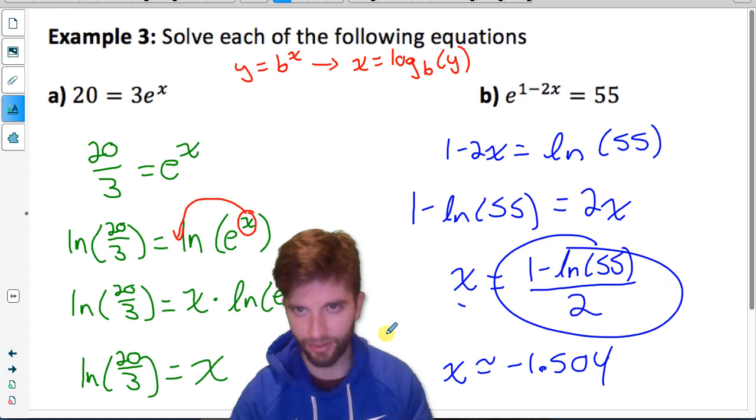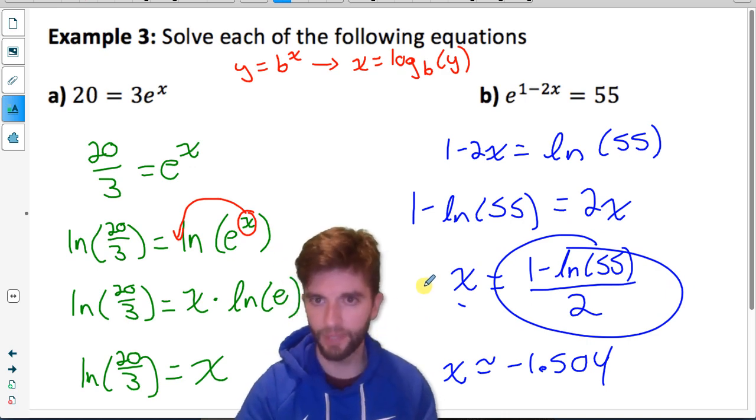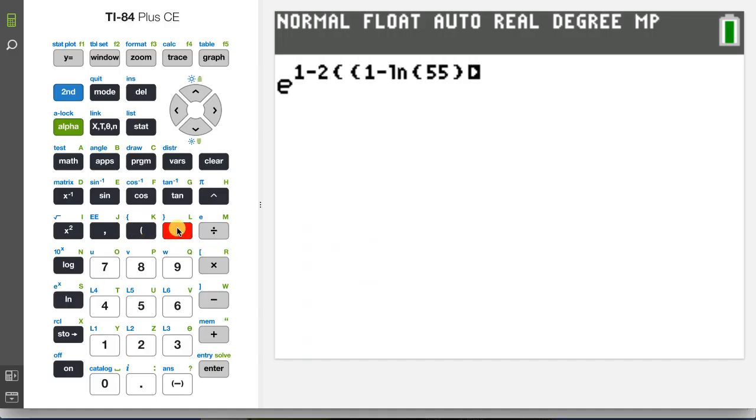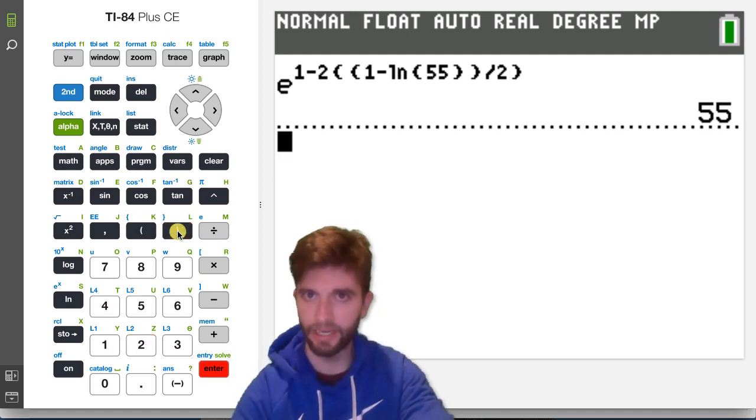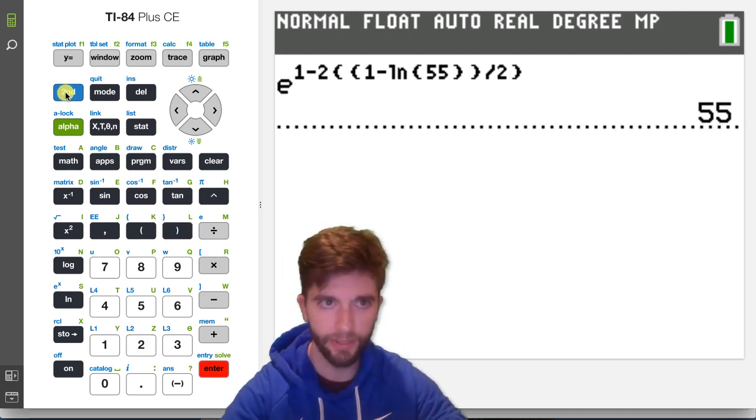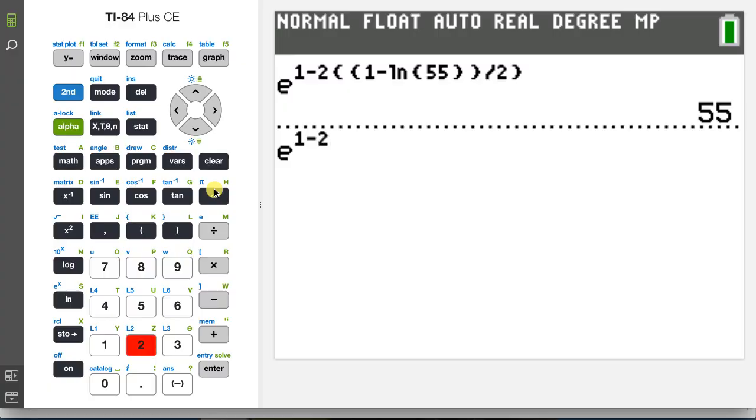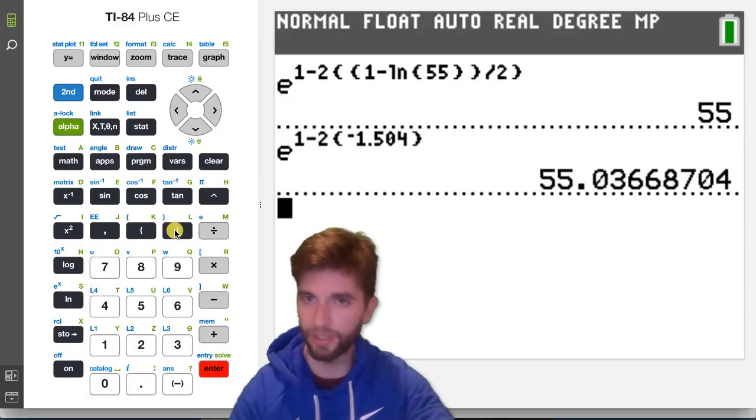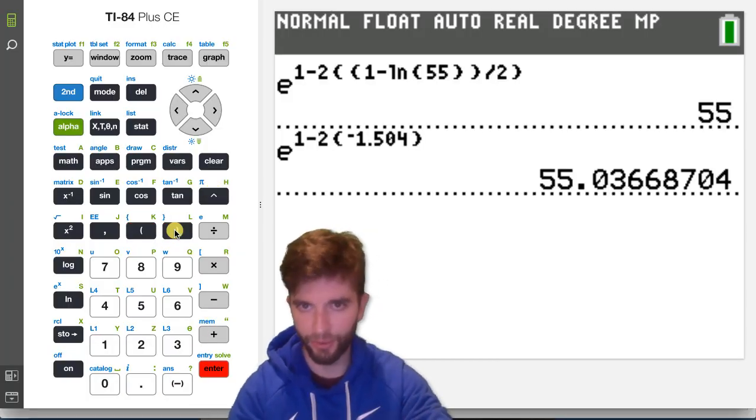If I plugged in this exact value, it should work exactly. Let me try that. I get exactly 55. If I plug in the approximate value, I get really close to 55, but it's off by a bit because it was approximate.